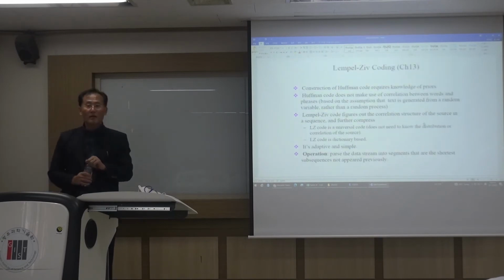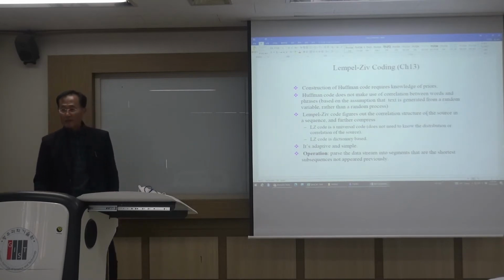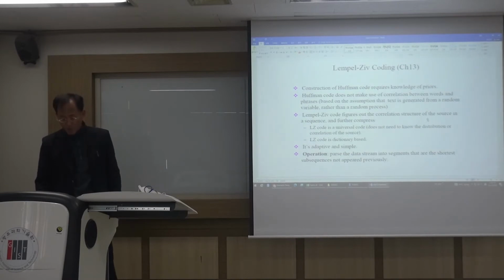So you have learned the Huffman coding. Probably you have learned the Huffman coding in undergraduate class, right? Even if you haven't learned, the algorithm is very simple, and then I think it is possible for you to do the homework. All right, and Lempel-Ziv coding, this is very practical.